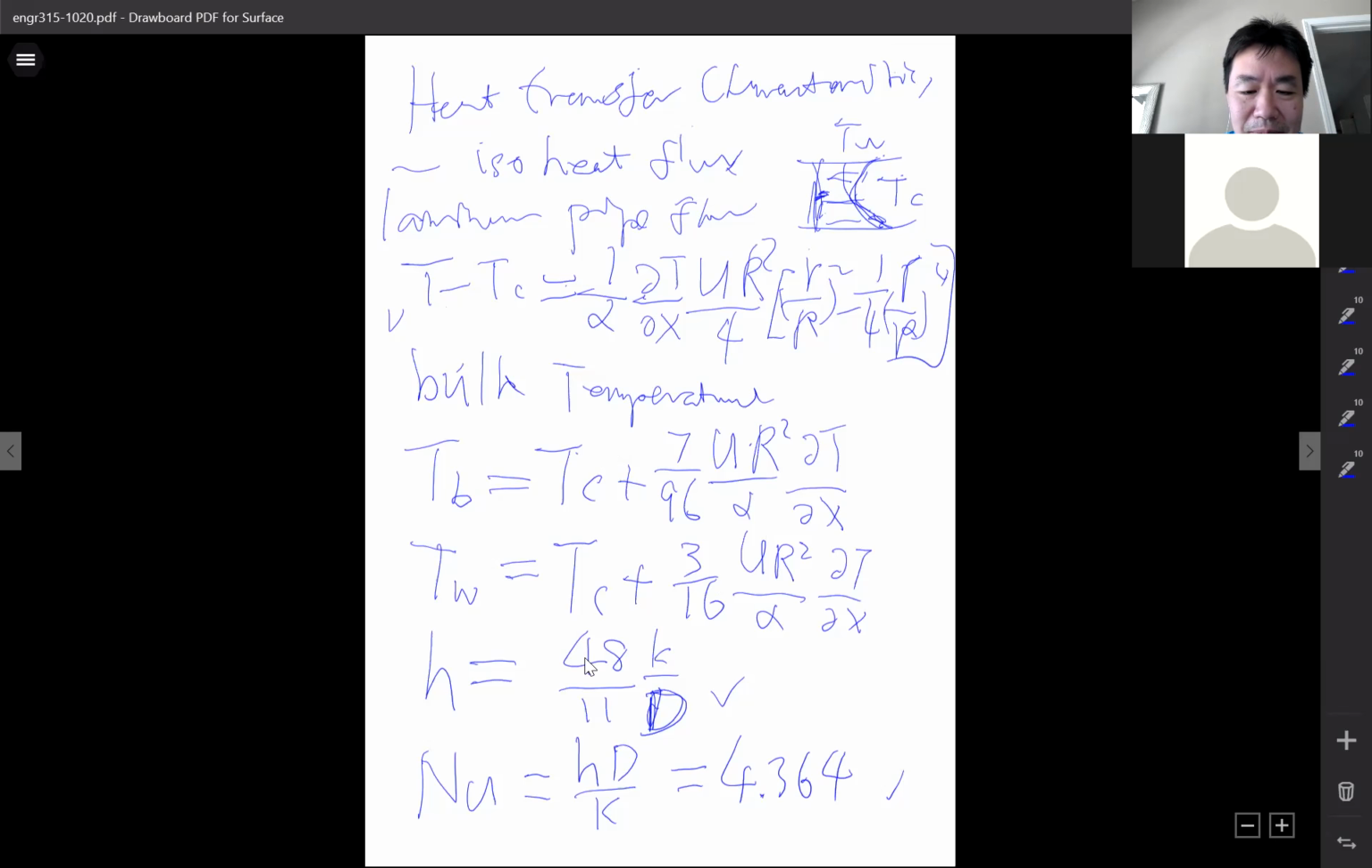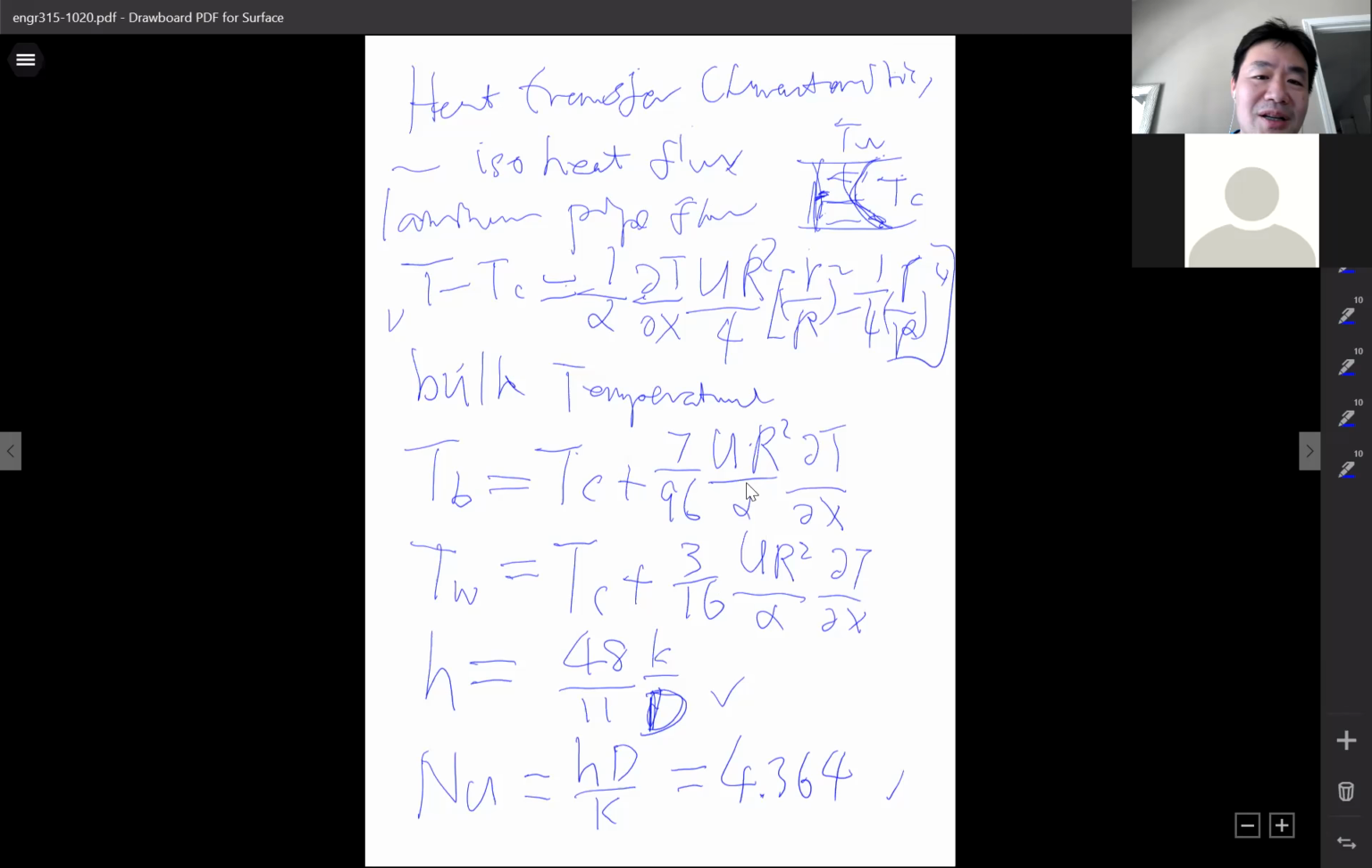We determine that the heat transfer coefficient for the laminar pipe flow is 48/11 k/D. Then the Nusselt number, the dimensionless heat transfer coefficient, is even easier. It's a constant. But be aware this is for the iso heat flux condition. So it's a constant heat flux on the pipe wall.